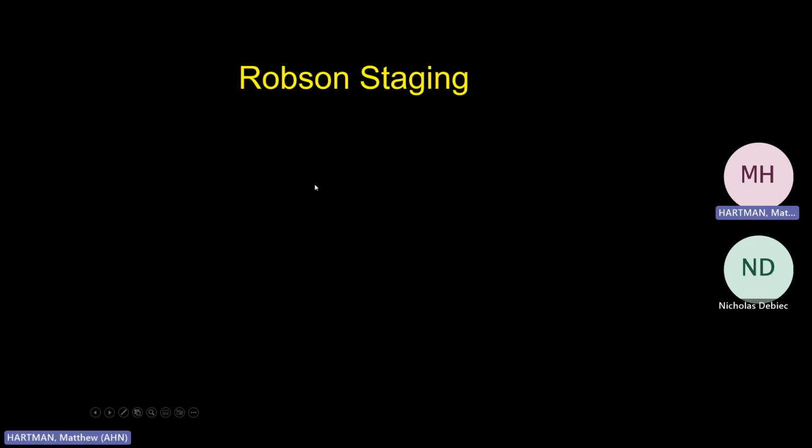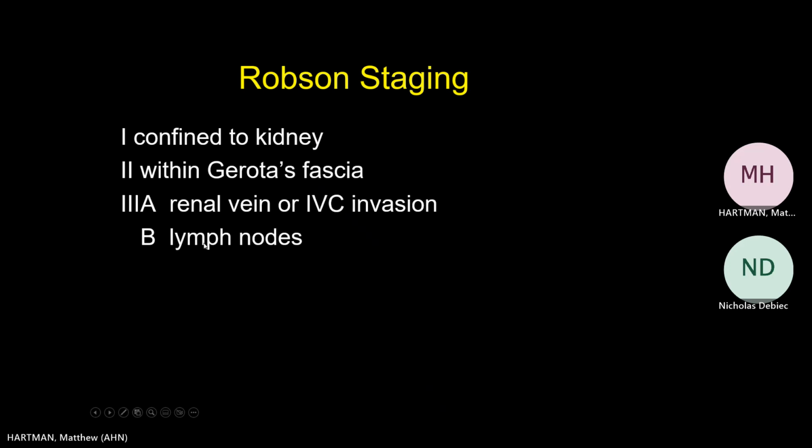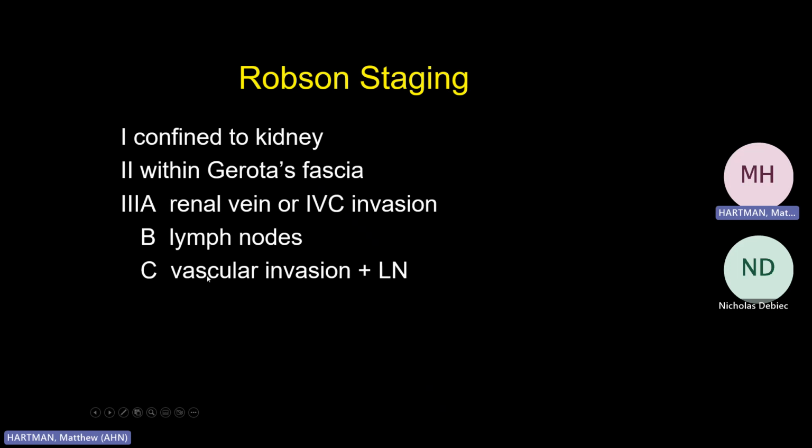The staging for RCCs. For the Robson staging, stage 1 is confined to the kidney, stage 2 is within Gerota's fascia, 3A is going to the renal vein or IVC invasion, 3B is involving lymph nodes, and C is involving lymph nodes and vascular invasion.